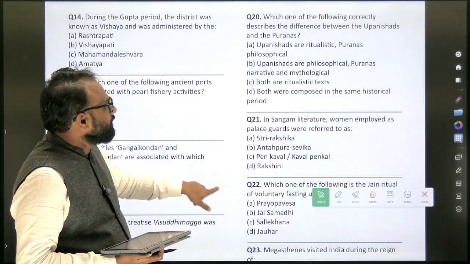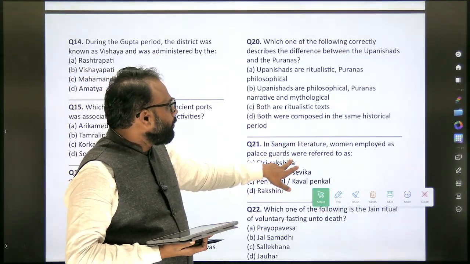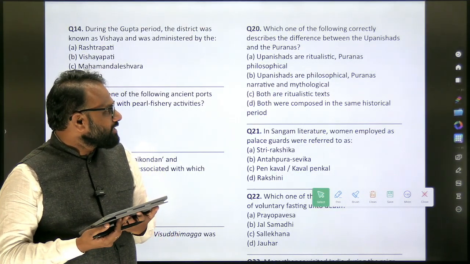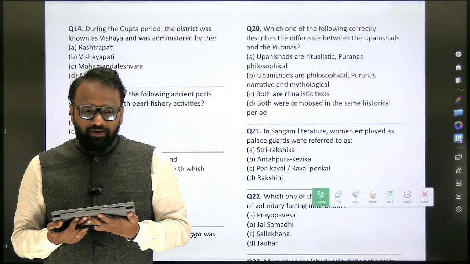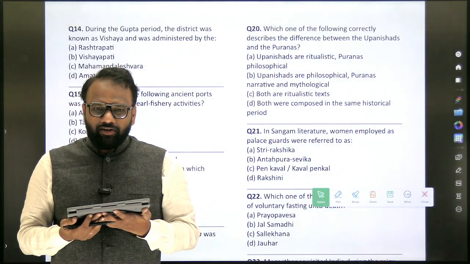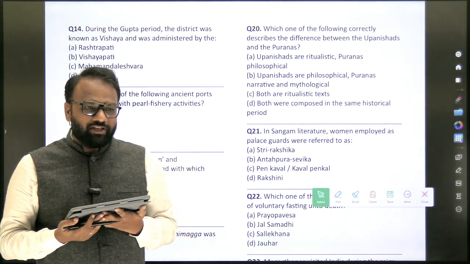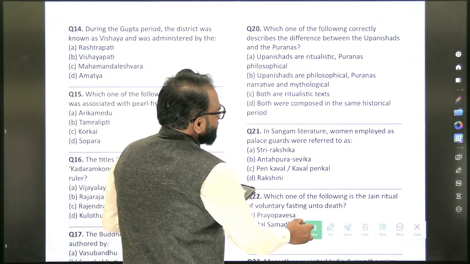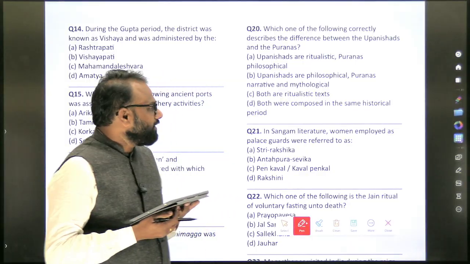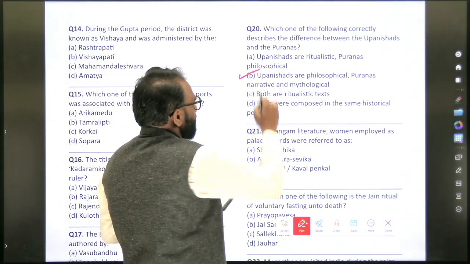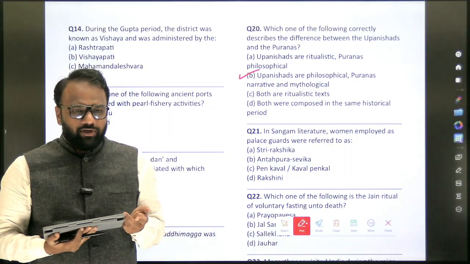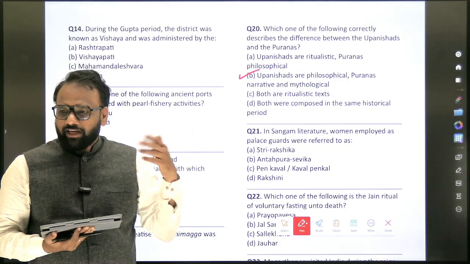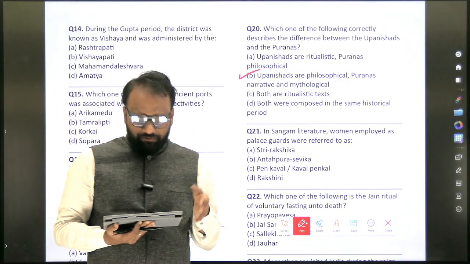Next. Which one of the following correctly describes the difference between the Upanishads and the Puranas? Which one is ritualistic? Which one is philosophical? Upanishads are philosophical and Puranas are narratives and mythological. What's the answer? 1 or 2 or 3? Yes, B. Okay. Again, in these things, you can just cross verify once. Previously there was a question about Upanishads consisting of parables. So Upanishads came first, then came Puranas. At least based on that question paper, we should be able to generate some basic information.